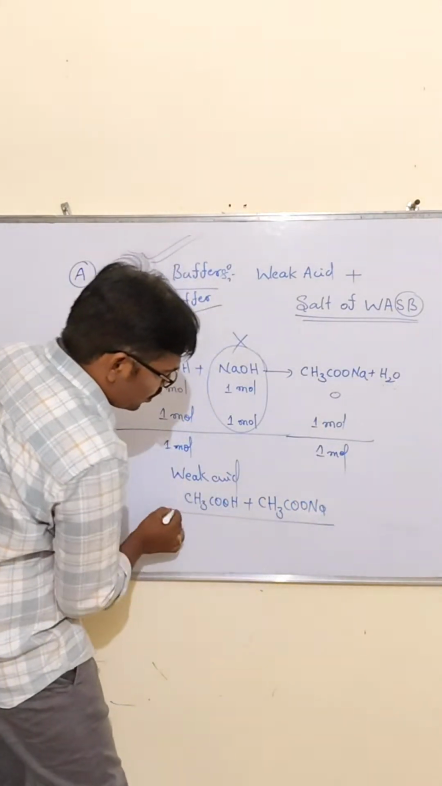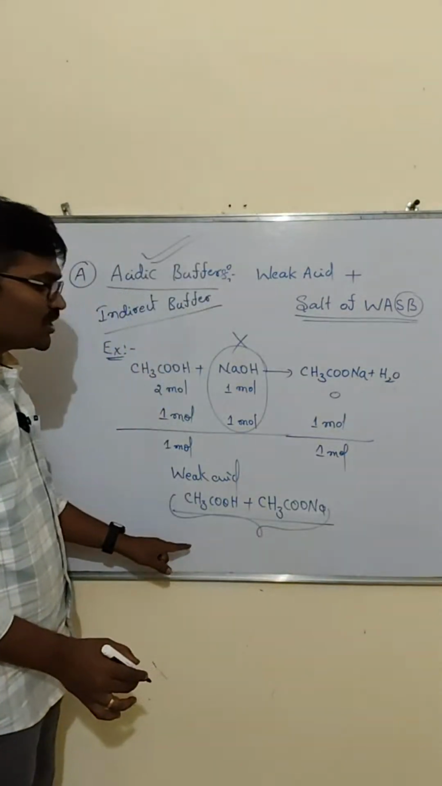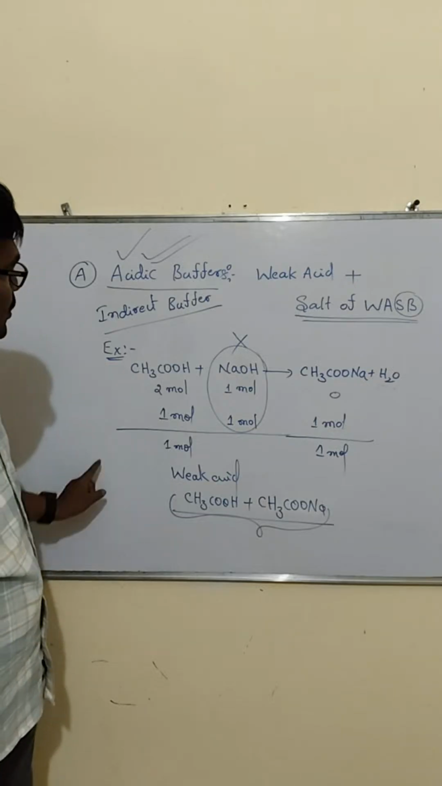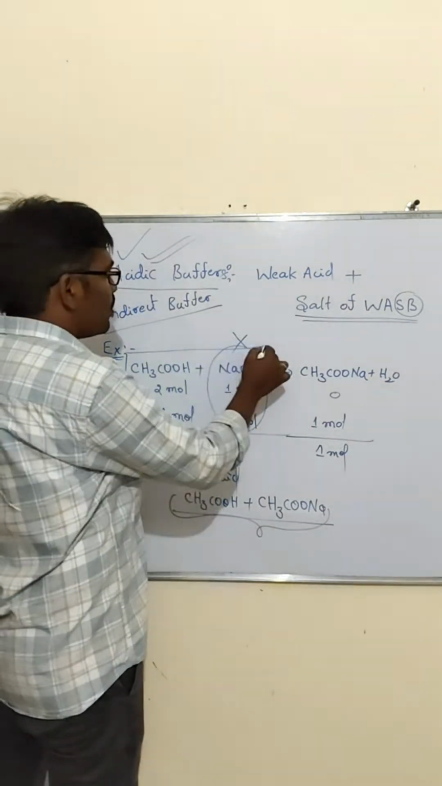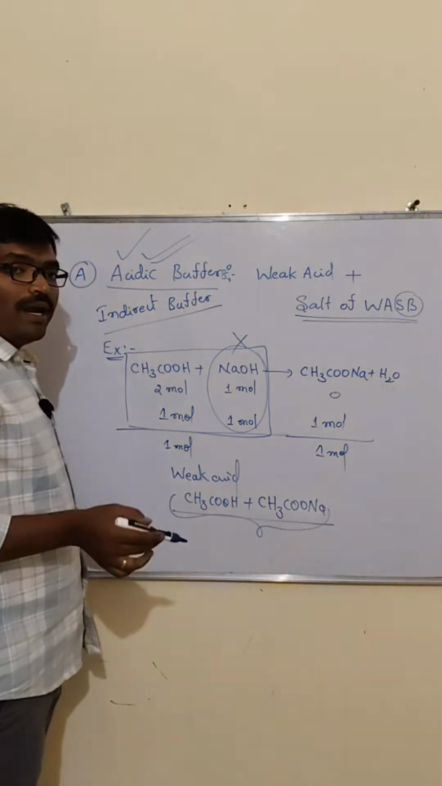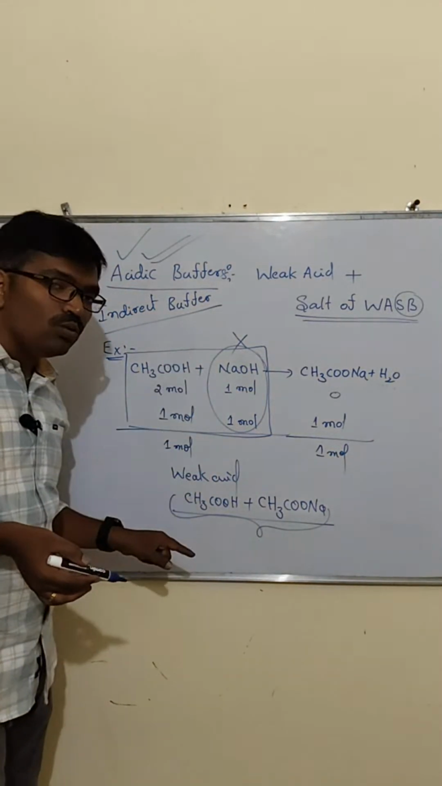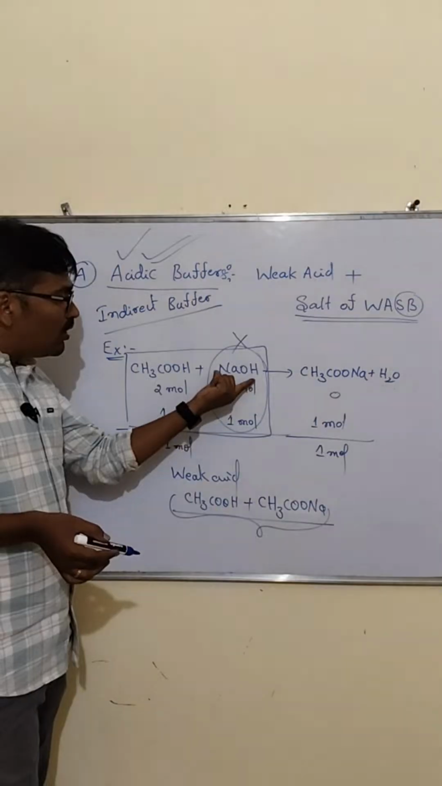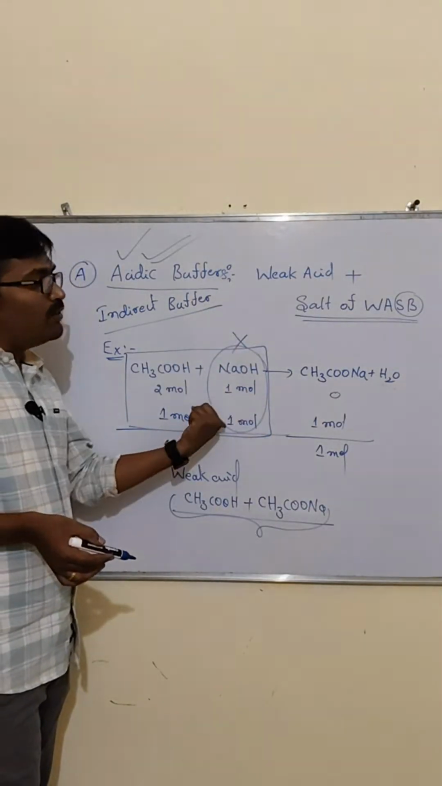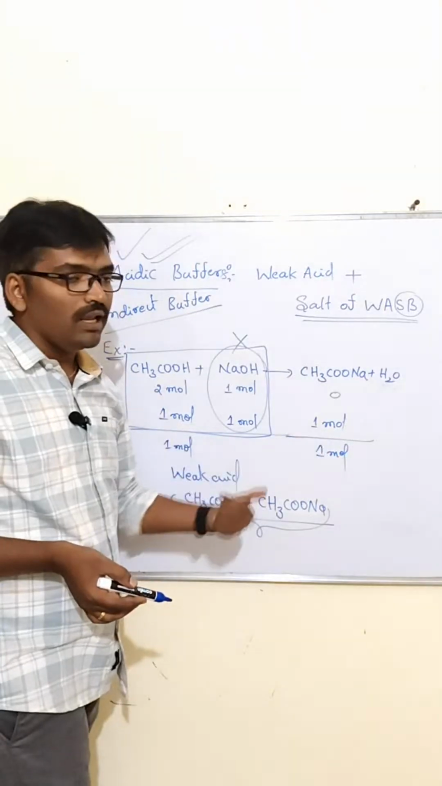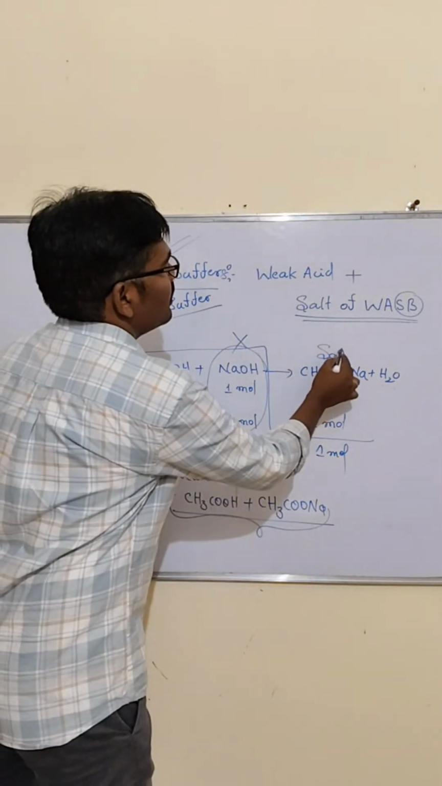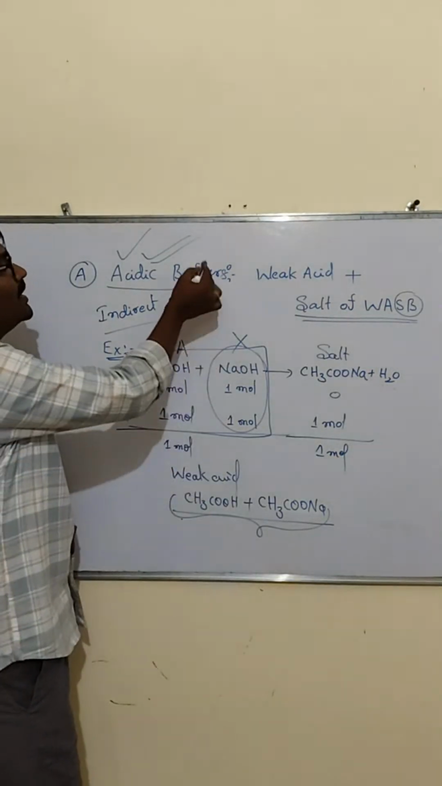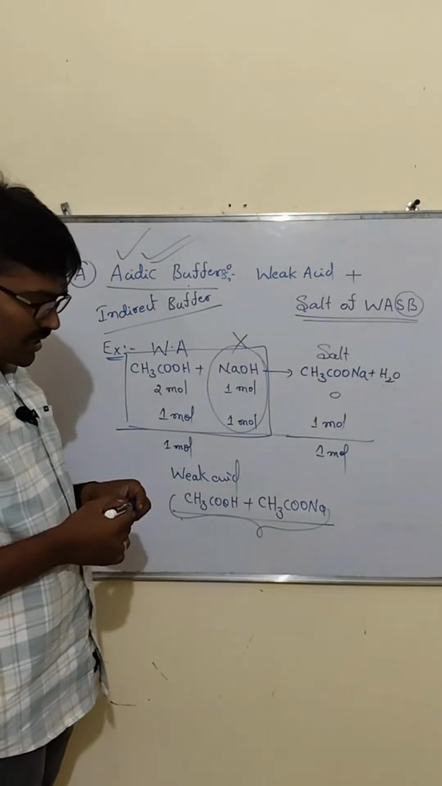CH3COONa. Both the mixture we call that is acidic buffer. Understand, all of you? In the examination, if such an option is given, blindly we might think this is not an acidic buffer. But when one reacts with the other, 1 mole of NaOH will consume and form 1 mole of CH3COONa. Then this is salt, then this is weak acid. So both we call it is acidic buffer. Understand?